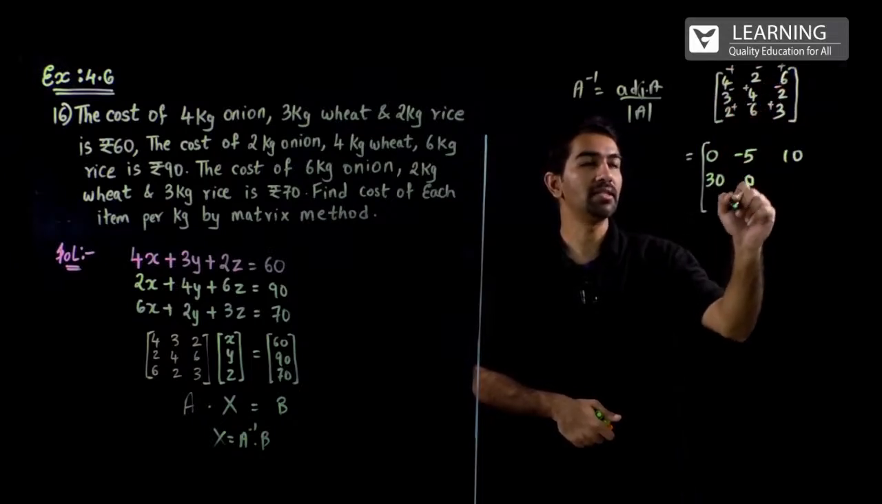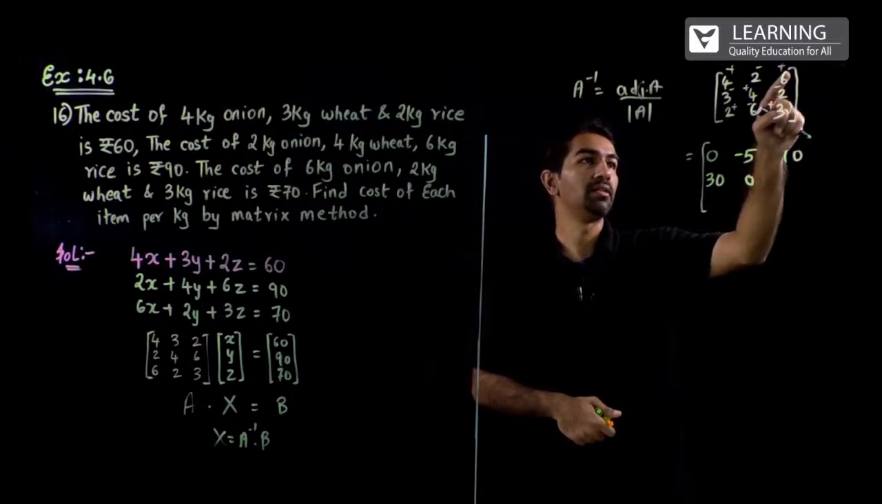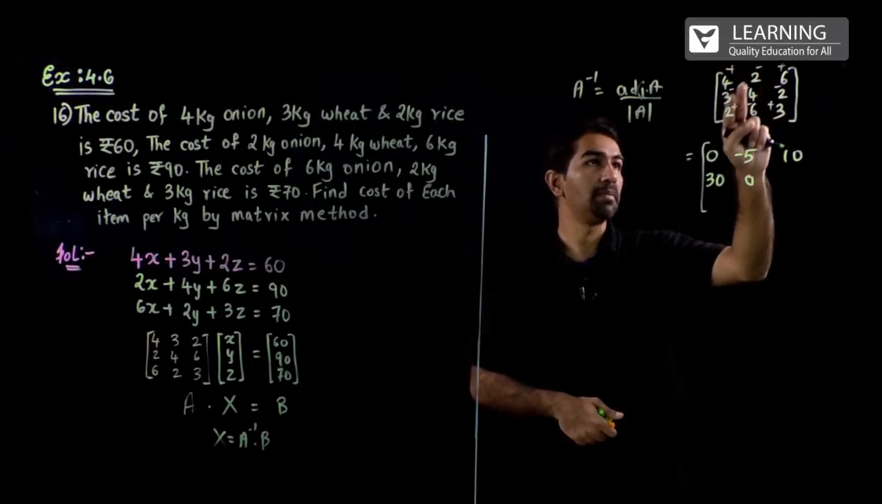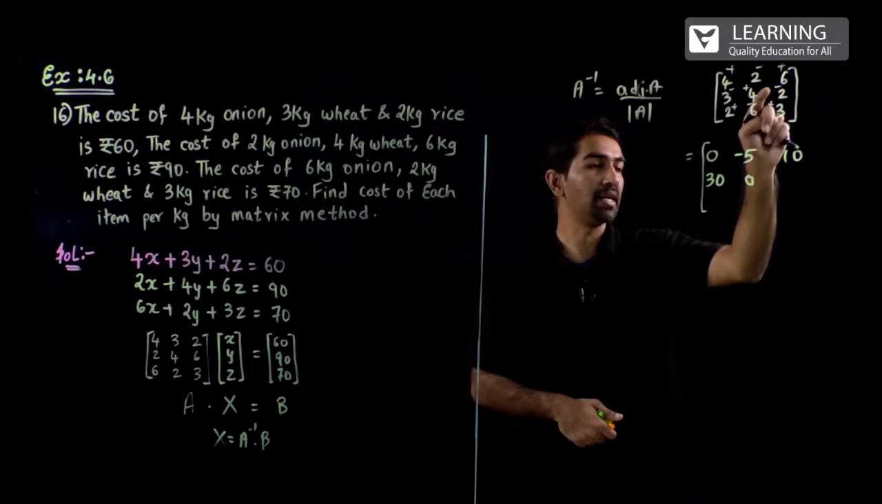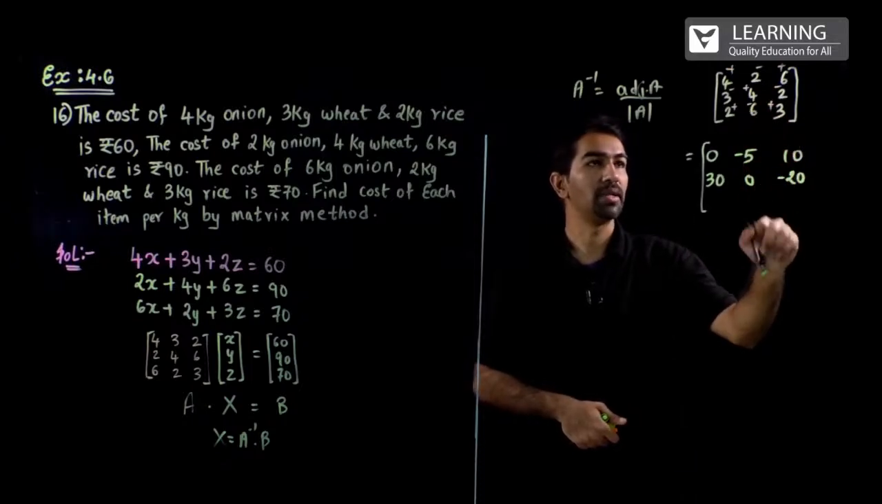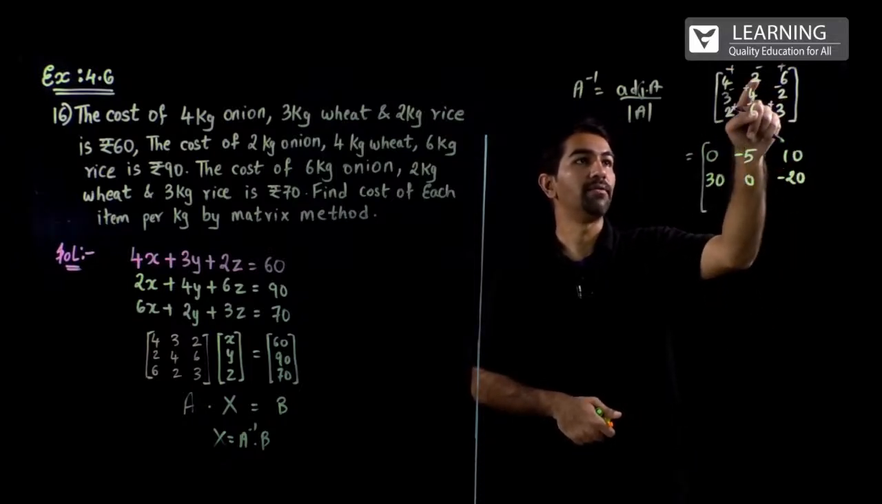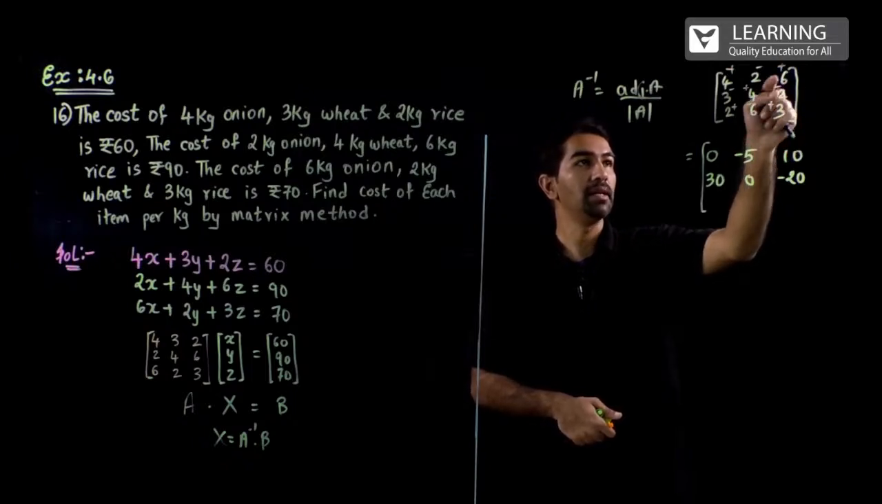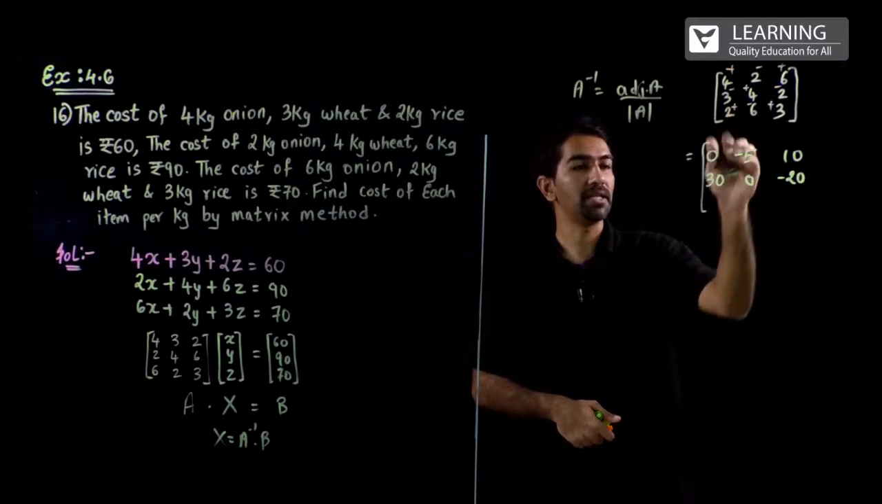So this is 0 as it is. And the last one here, 24 minus 4. So 24 minus 4 is plus 20. Plus 20 multiplied with the cofactor, minus is there here, so it becomes minus 20. So for 2, 4 minus 24 is minus 20, minus 20 multiplied with the cofactor plus, so it will become minus 20.